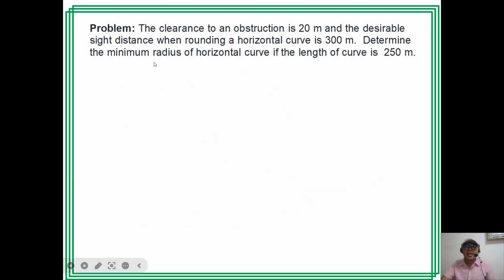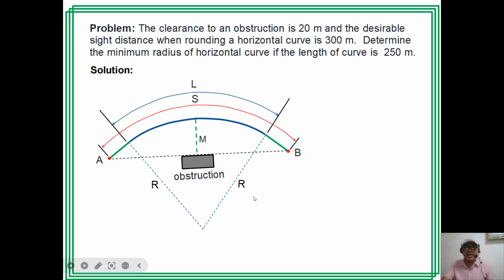Problem: the clearance to an obstruction is 20 meters and the desirable sight distance when rounding a horizontal curve is 300 meters. Determine the minimum radius of the horizontal curve if the length of the curve is 250 meters. So we have this figure, and as you notice from our given, M is 20, S, the sight distance, is 300, and the length of curve is 250.